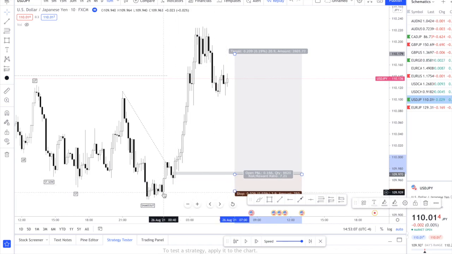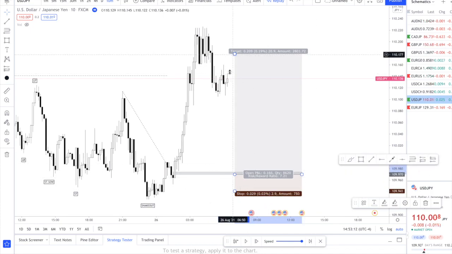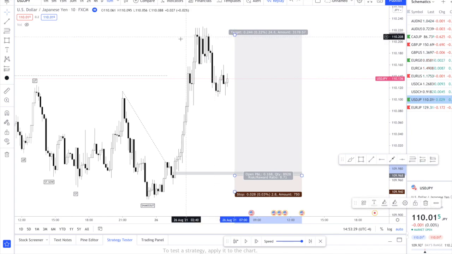Okay, so that gives us, yes, this gives us a 2.9 stop loss. I believe I have 2.8. Something like a 2.8 if I'm not mistaken. Okay, and then take profit at the bodies of equal highs. So your take profit should be at the bodies of these equal highs.